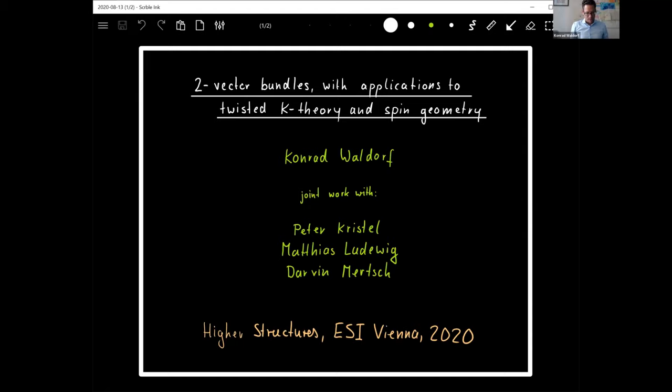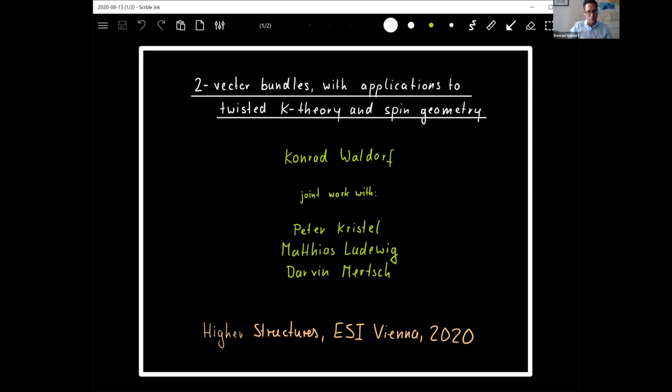Right, so this work is on a version of 2-vector bundles that emerged from the applications we had in mind, namely exactly these twisted K-theory and spin geometry and string geometry applications. And in this talk, I just want to explain this notion and briefly describe how nice it is. So the talk is organized on a sheet like this.